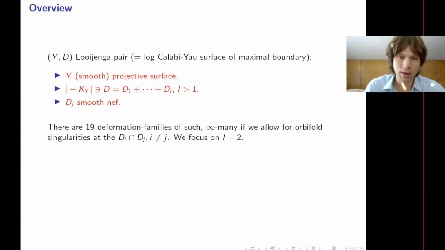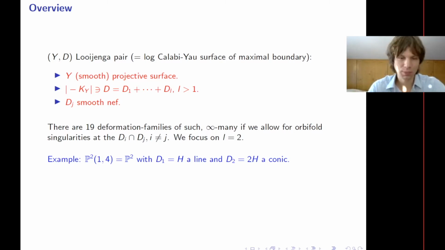If you do the math, there are 19 deformation families of such. But in fact, we can also allow for orbifold singularities at the intersection of the divisors. And if we do that, then we have infinitely many families. While we treat L larger than 2 as well, for today I will just focus on L being 2.